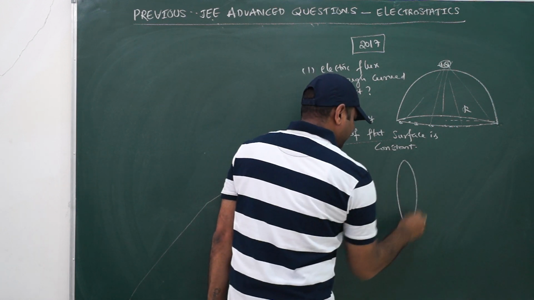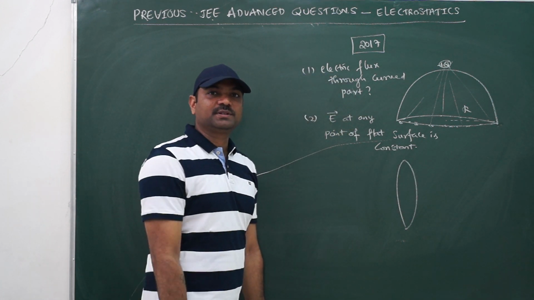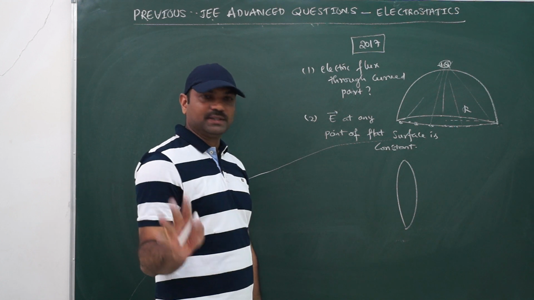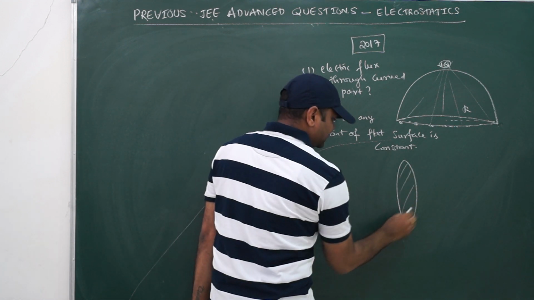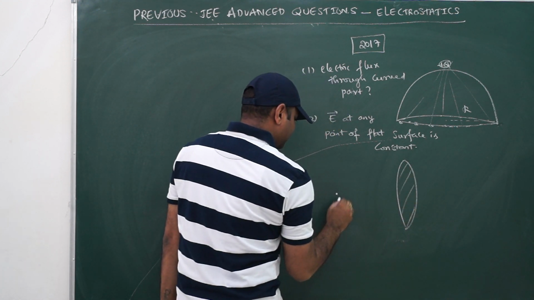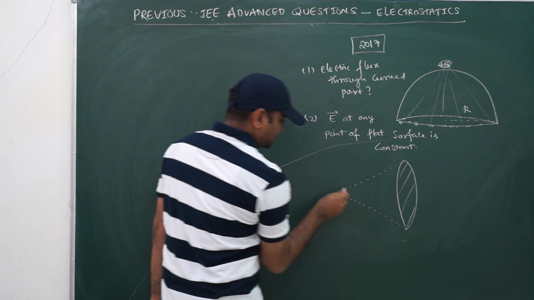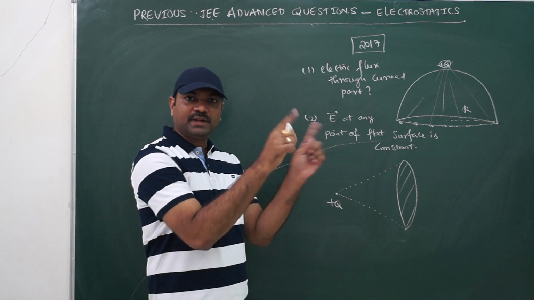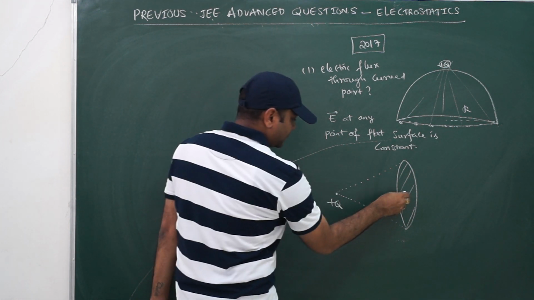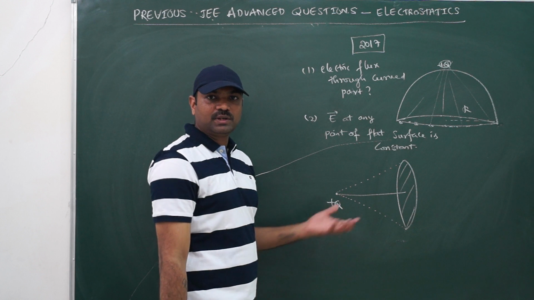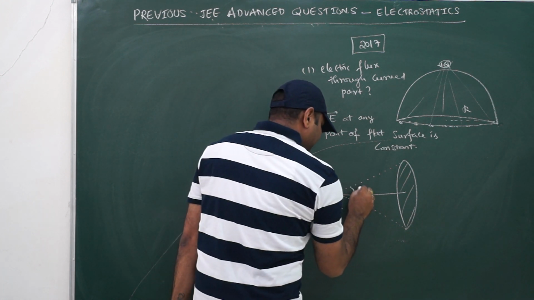So most of the time I am saying to remember formulas, because they will help you solve the question very easily. Suppose there is one disk and one charge Q, and suppose I am joining every point of the disk to the charge. That makes a cone. That cone angle is theta, suppose.